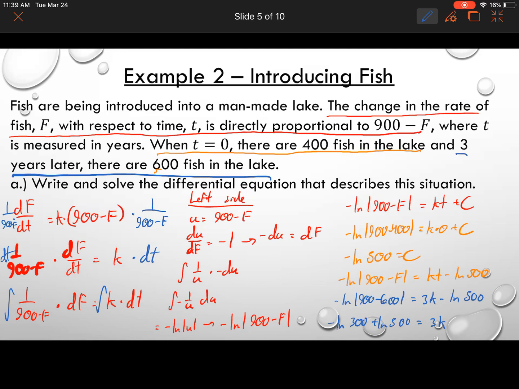Just be careful here, we cannot add the 300 and the 500. Those are two separate terms because each of them has an ln attached to them. So you cannot say it's the natural log of 800 or the natural log of 200 since it's negative. You do have to keep those separate. So now we just divide both sides by 3.